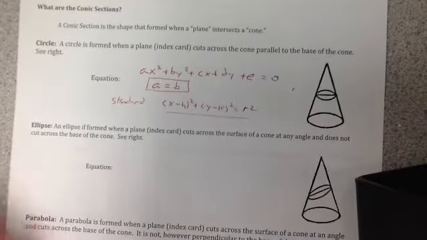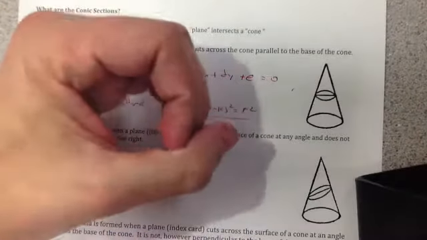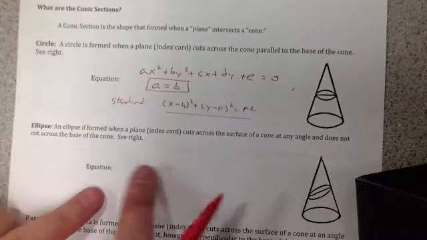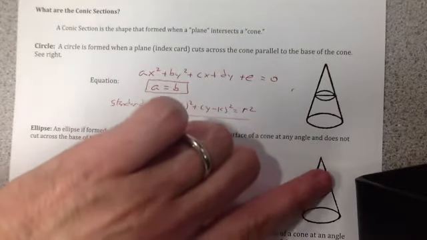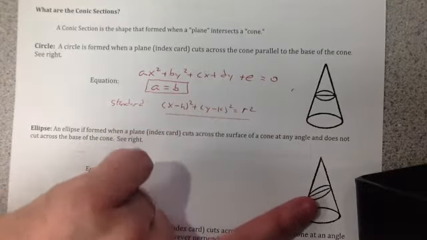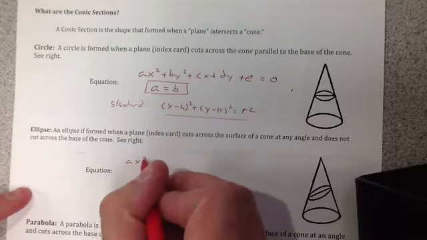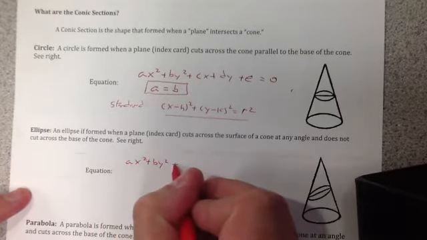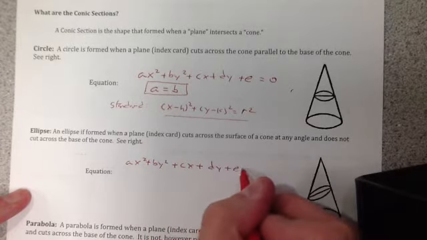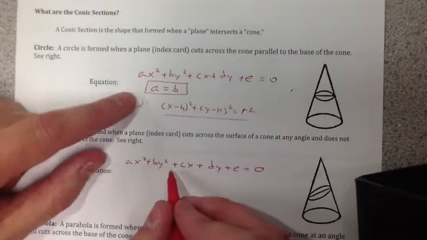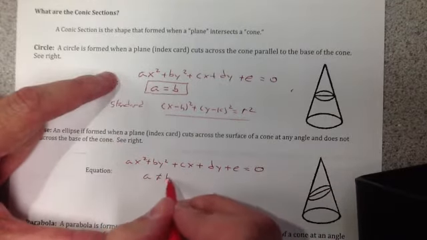An ellipse: imagine taking an ice cream cone full of melted ice cream, and you tilt it to the side a little bit. The melted ice cream goes to a slant. The surface of that slanted melted ice cream makes an ellipse. Now an ellipse, its equation is exactly the same: ax squared plus by squared plus cx plus dy plus e equal to 0. The difference is where a and b are concerned. In this case, a does not equal b.